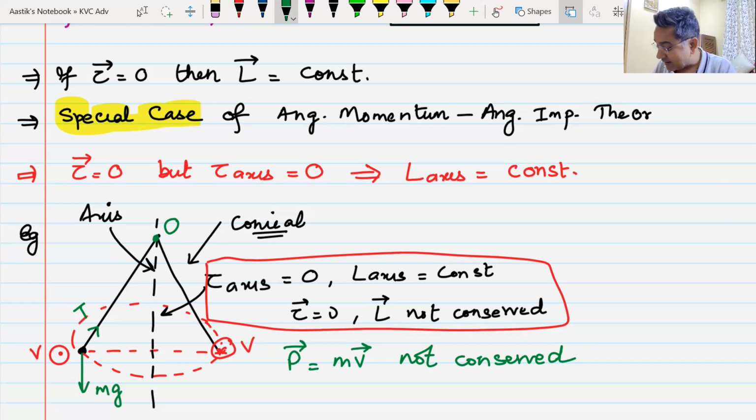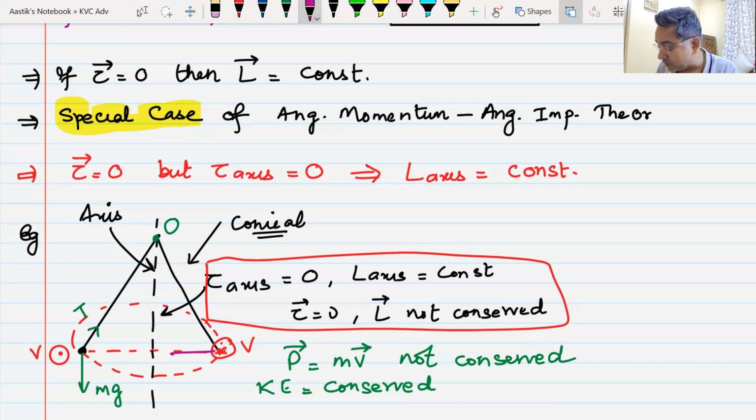If you talk about kinetic energy, it's a translational motion. Is kinetic energy conserved? Kinetic energy remains constant because the magnitude of velocity is not changing. Why is the direction of velocity changing? Who is changing the direction of velocity?